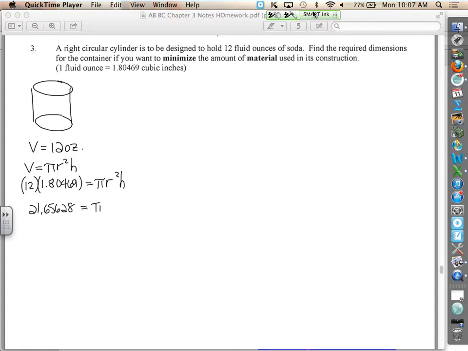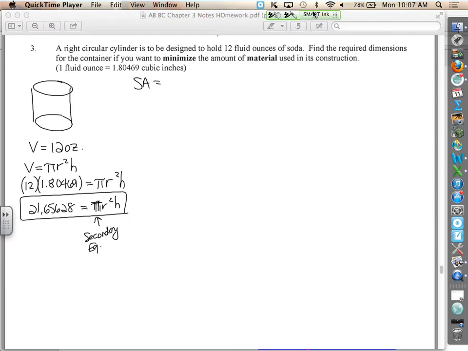And then this is pi r squared h. Right. That's really awful looking, isn't it? This is my secondary equation here. Okay, that I'm going to solve for either r squared or r or h. And I'll have to figure out which one would be easier to solve for.